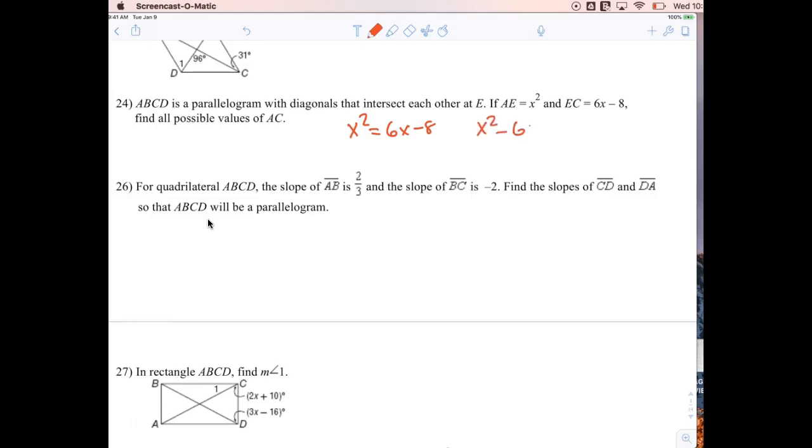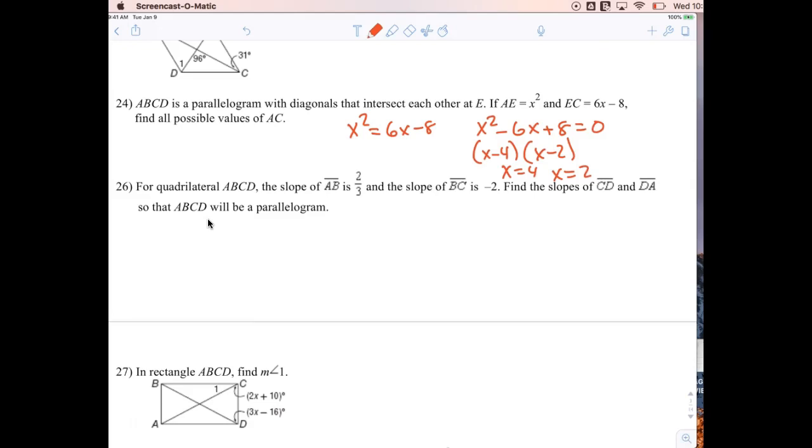So let's see what we have. x squared minus 6x plus 8 equals 0. And so now when we factor that, we end up with x minus 4 and x minus 2. That's what I got with the answer. It said like 8 and 32.